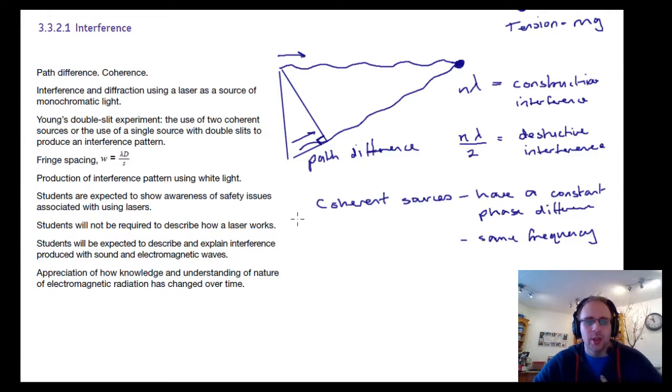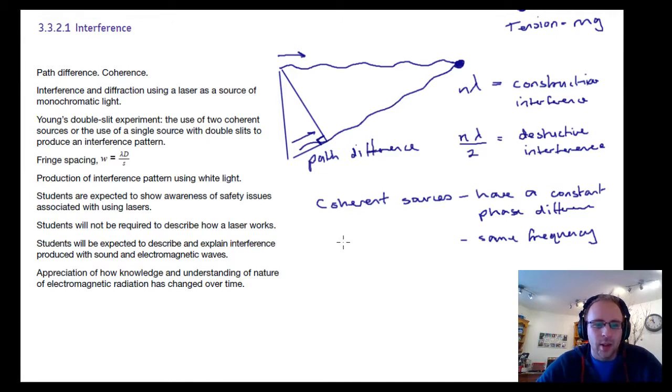So back when Thomas Young did it, he had a light bulb which produces all kinds of crazy light. It gives you a spectrum, and there's no constant phase difference. You get all different wavelengths, all different frequencies. So what he did was he passed them through a single slit to get waves with a constant phase difference, and then he passed the waves through a filter, so he got all waves of the same frequency or the same wavelength.